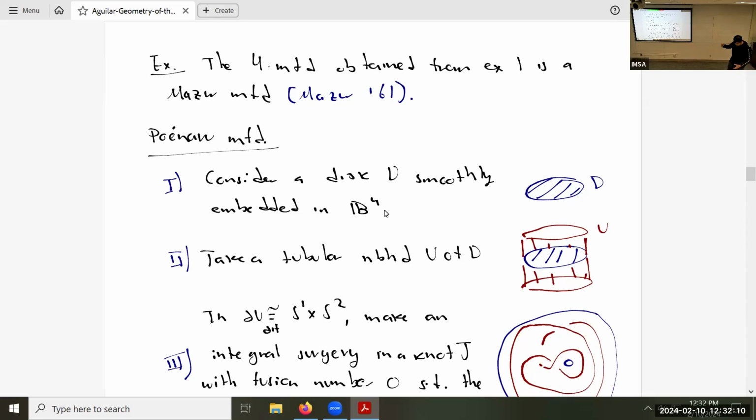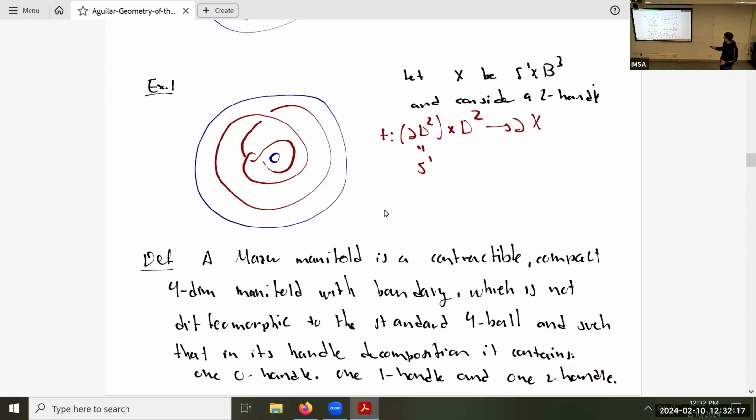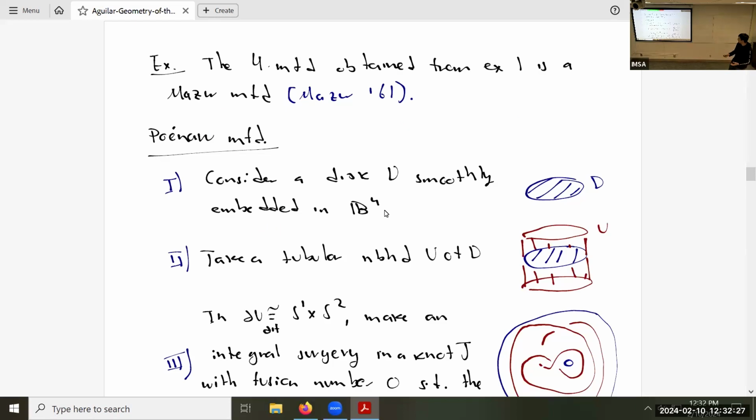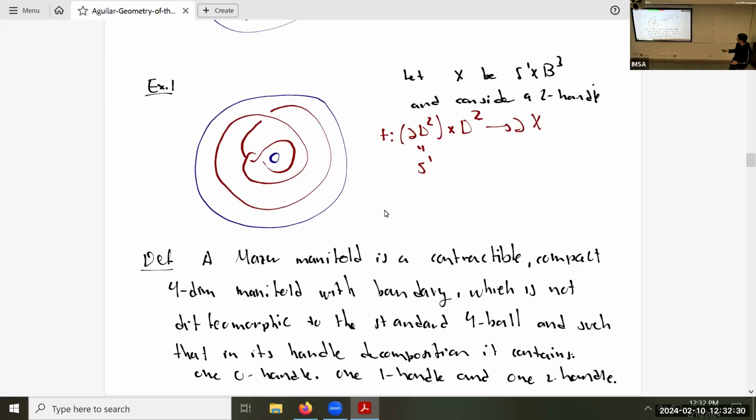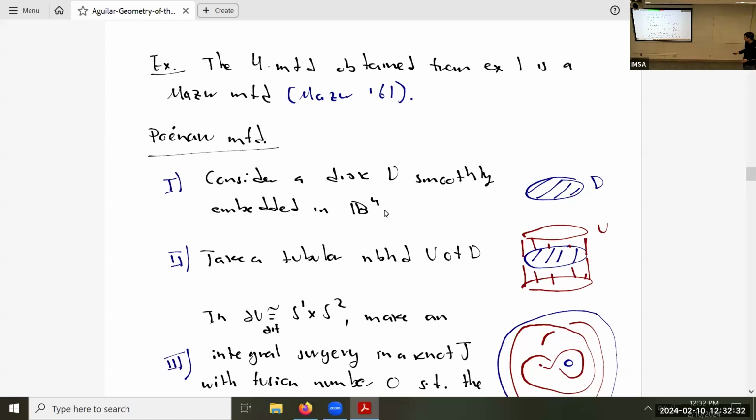So I'm really just restating the steps to construct this Mazur manifold, and the way to construct this Mazur manifold was to find some well-chosen knot here that will kill the fundamental group when you glue the handle.